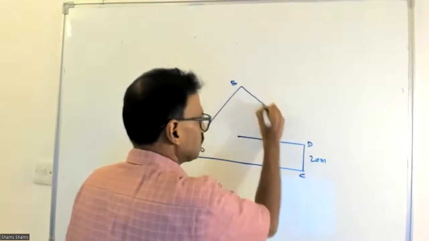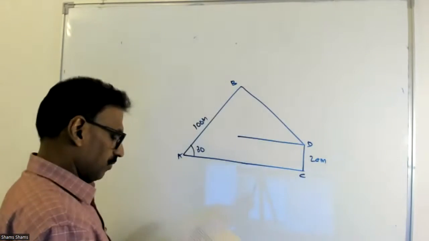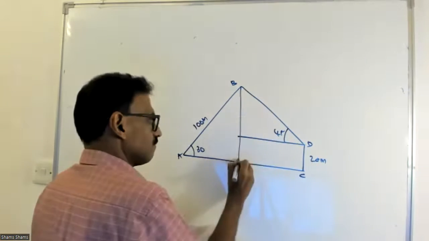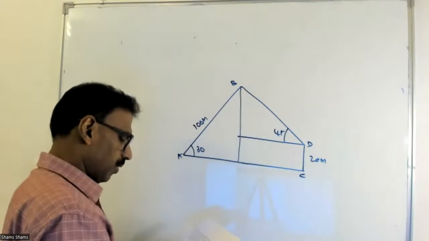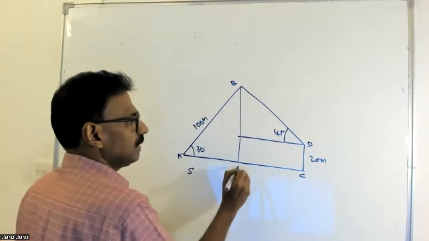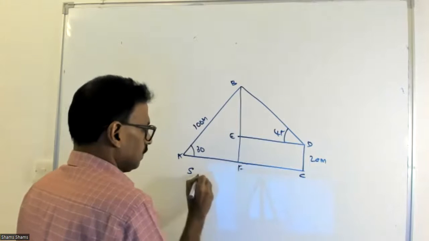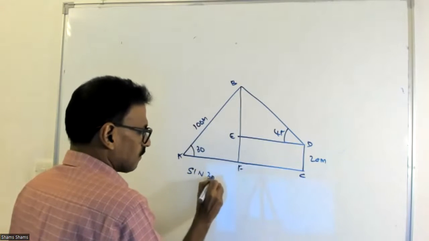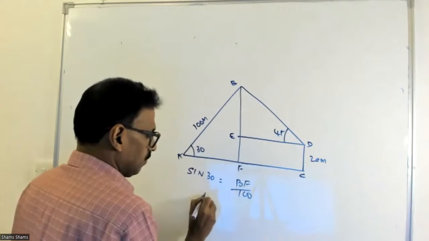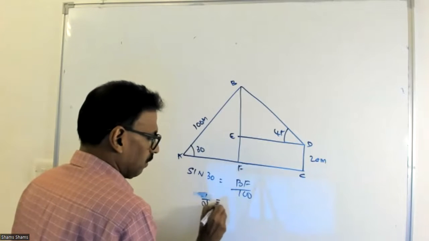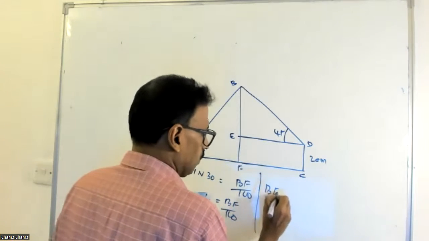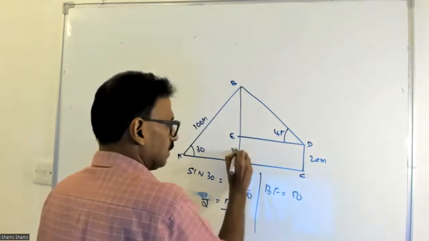The angle of elevation is 45 degrees. This is 45 degrees. Then we have to find out this distance. First of all, sine 30, A, B, C, D, E, F. Sine 30 equal to BF divided by 100. 1 by 2 equal to BF by 100. So BF equal to 50. This is 20, this is 30.